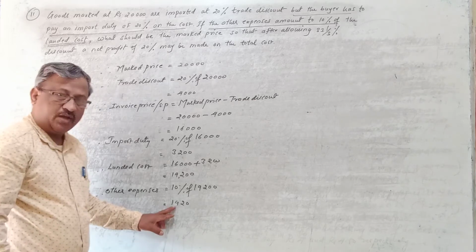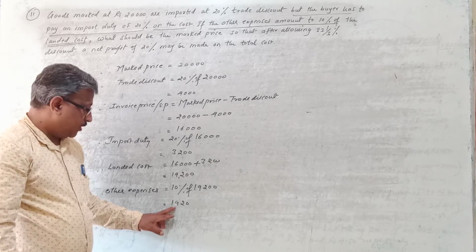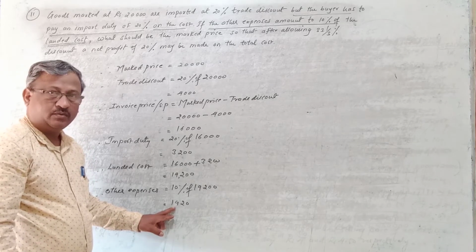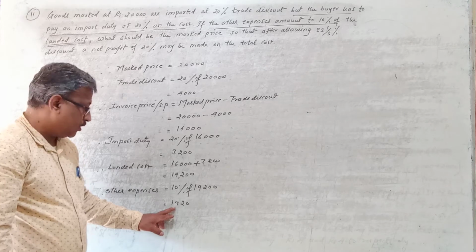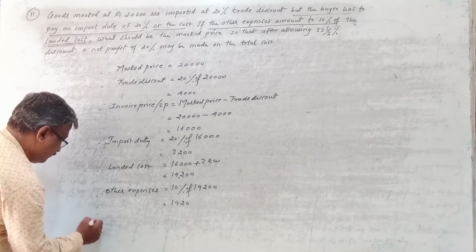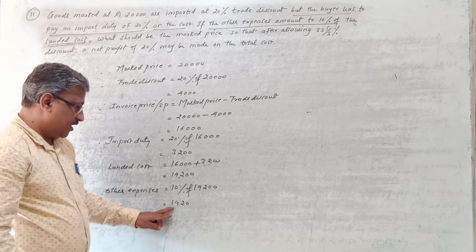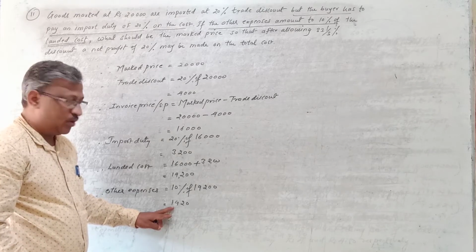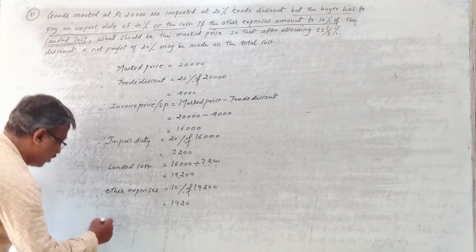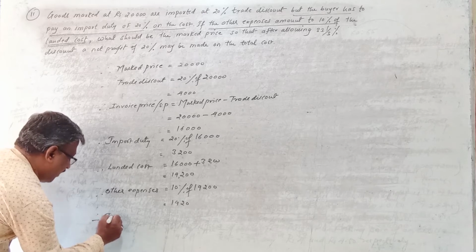So who has to pay these other expenses? Importer only has to pay. Understood? So if other expenses are 1,920 rupees, you have to find out what should be the total cost. So now you calculate the total cost.